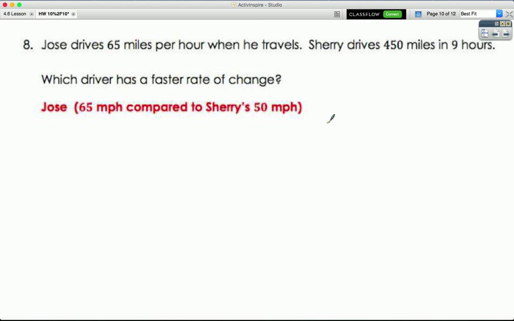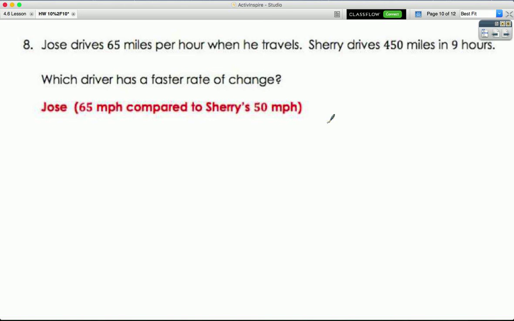Jose drives 65 miles per hour when he travels. Sherry drives 450 miles in 9 hours. Which driver has a faster rate of change? Well, they actually gave us Jose's flat out. They told us it was 65 miles per 1 hour.